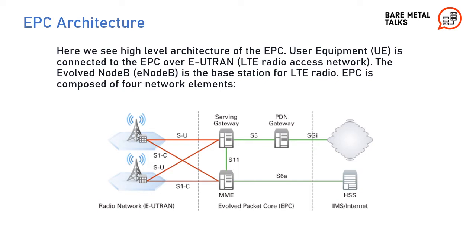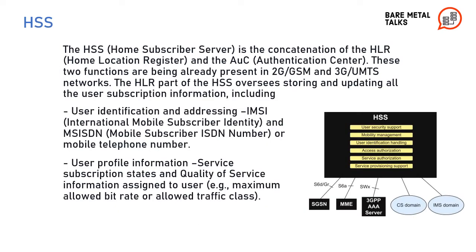Here we see the high-level architecture of EPC. User equipment is connected to EPC over the LTE radio access network. The evolved Node B is the base station for LTE radio. EPC is composed of 4 network elements. Those are MME, HSS, Serving Gateway, and PDN Gateway. In the next slides, we will go over them one by one.